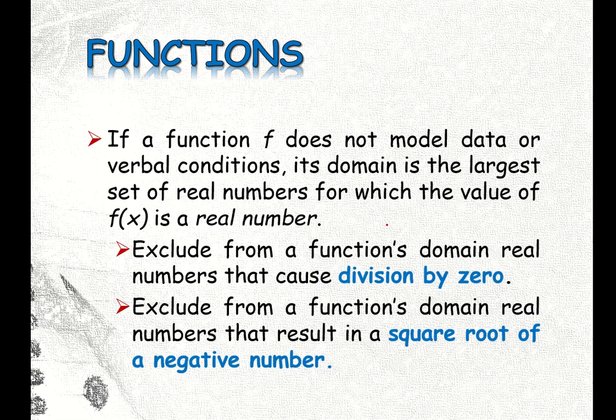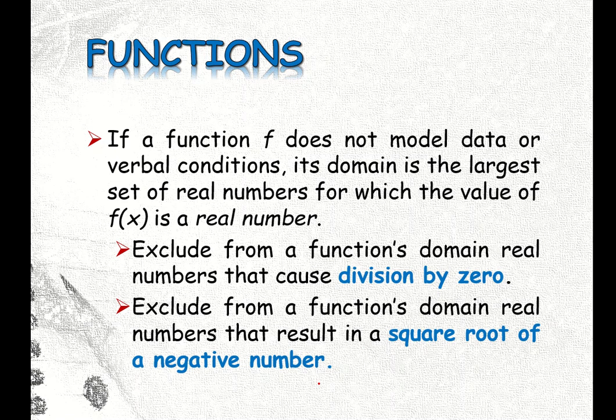If a function f does not model data or verbal conditions, its domain is the largest set of real numbers for which the value of f of x is a real number. So we need to exclude from a function's domain real numbers that cause division by 0. And we also have to exclude from a function's domain real numbers that result in a square root of a negative number.